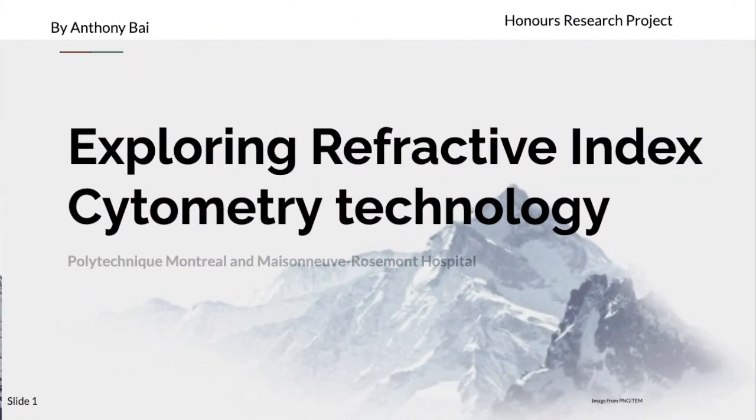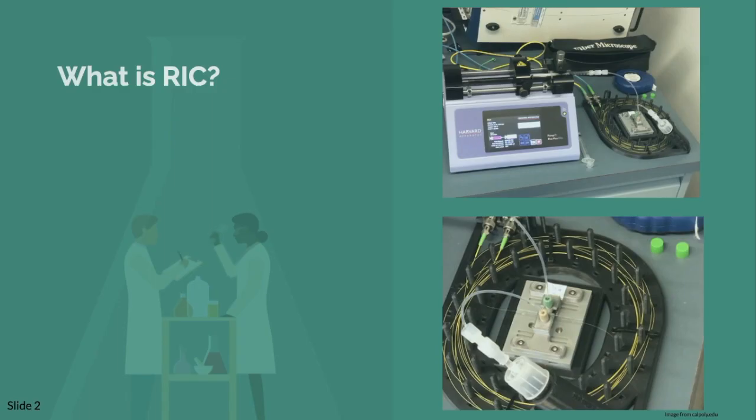So I decided to do a research project, and it's basically exploring a technology called Refractive Index Cytometry. It was a collaborative effort with the Polytechnique Montreal and the Maisonneuve-Rosemont Hospital, so thank you to them.